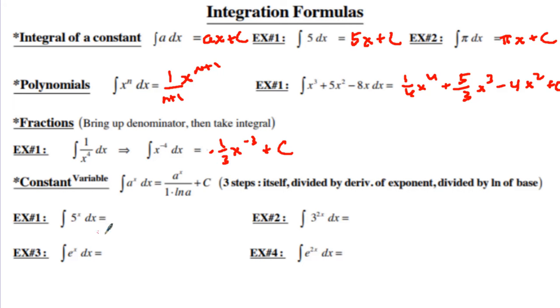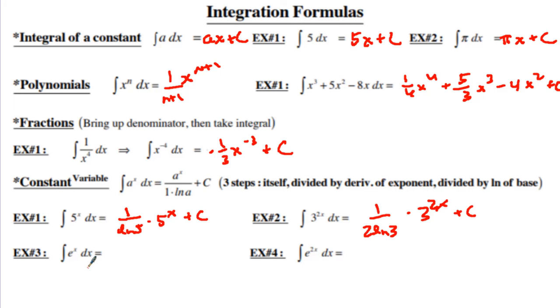Now let's say we have an exponent, 5 to the x power. Well, that is going to be equal to a to the x power over 1 times natural log of that a. So you can see 1 over natural log of 5 times 5 to the x power plus c. If I give you an example here, that 2 ends up coming out front, and so we're 1 over 2 natural log of 3, and we have times 3 to the 2x plus c.